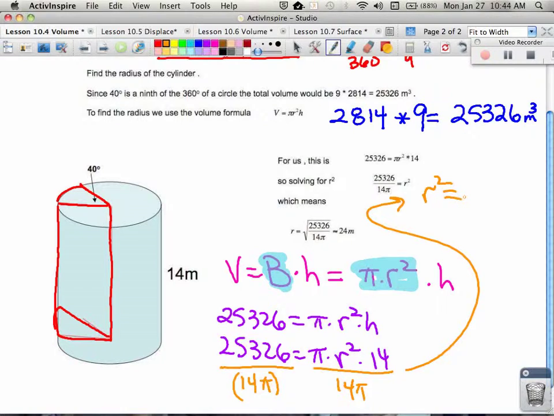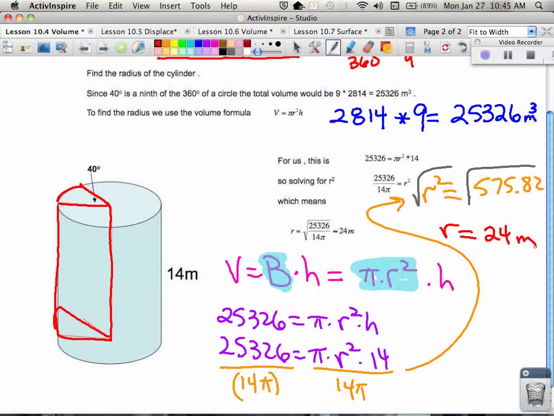As I take the 25,326 and divide it by the 14 pi, I get 575.82. But that's what r squared is. I don't want r squared. So that's why I have to square root both sides in order to get my r. When I square root both sides, I find out that my radius is the square root of 575.82, which is somewhere right around 24. And since we're in meters, for a linear measurement, it would be meters.